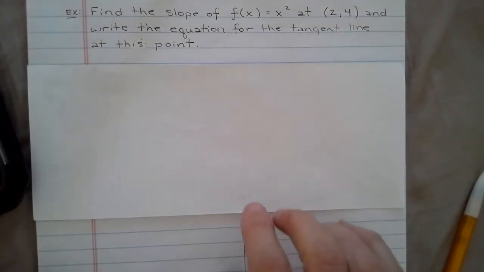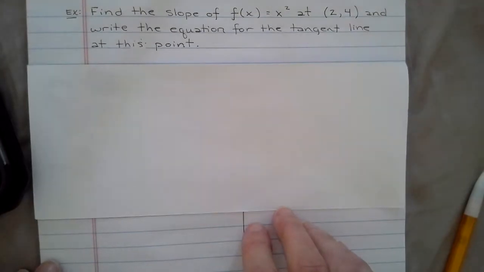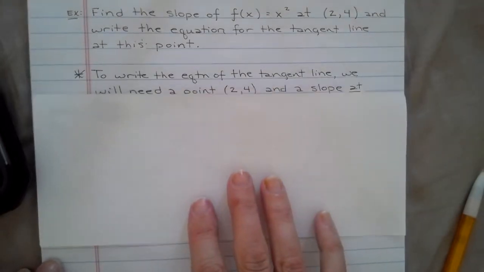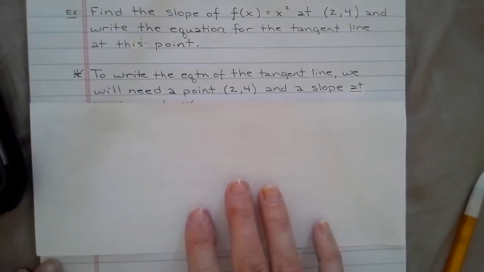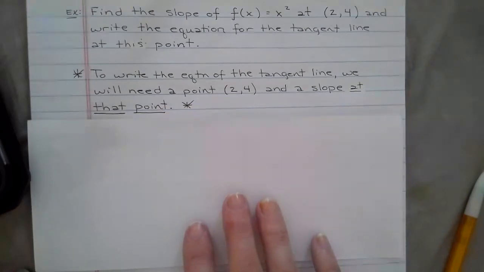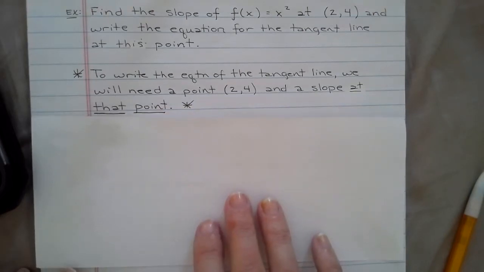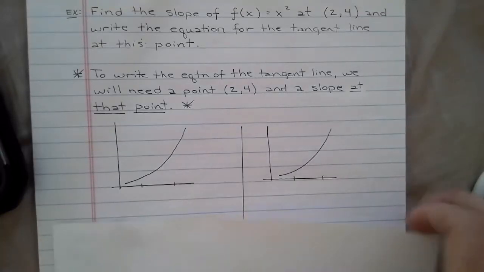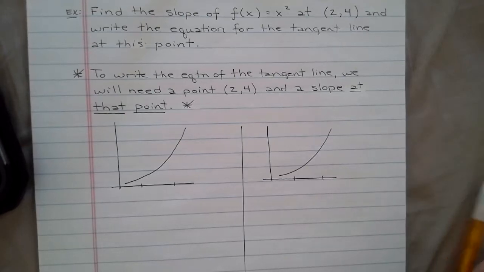So bottom line is to find the equation for any line, you need a point and a slope, right? So to write the equation of the tangent line, we will need a point, and we've been given that point, 2, 4, and the slope, but we need the slope at that point, okay? And let's do a little work on that. I'm going to show you 2 ways to do this.